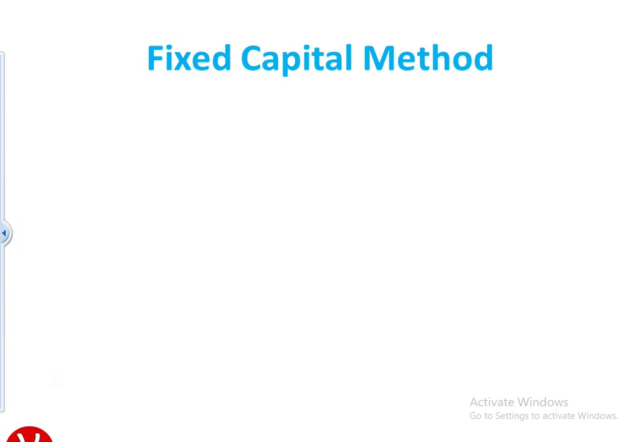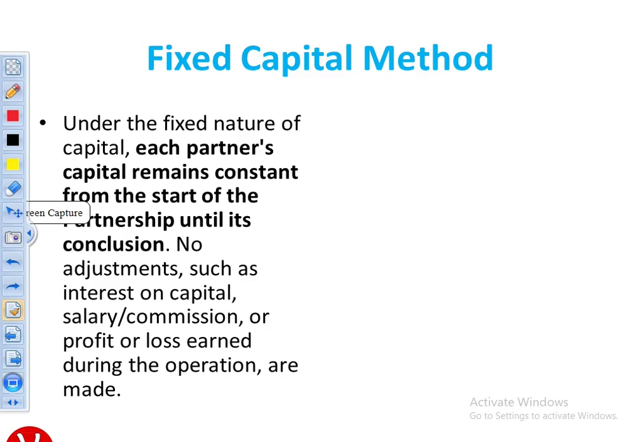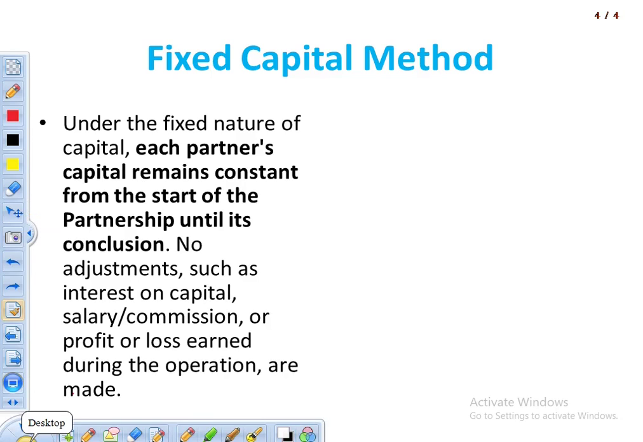The next method that we have is the fixed capital method. Here, the amount of capital does not change. So if I make an initial investment of 20,000, even at the end of the year, it still remains 20,000, unless I give additional investment to the business, or if I make something called permanent drawings. So each partner's capital remains constant.